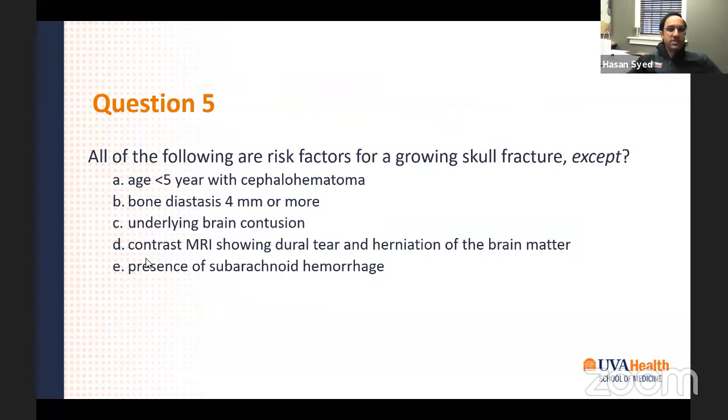Finally, question number 5. All of the following are risk factors for a growing skull fracture except: age less than 5 with a cephalohematoma, bone diastasis of 4 millimeters or more, an underlying brain contusion, contrast MRI showing a dural tear, or presence of subarachnoid hemorrhage. All right, looks like the most popular answer is mostly E's. Yeah, that's great, you guys are absolutely right: presence of subarachnoid hemorrhage.